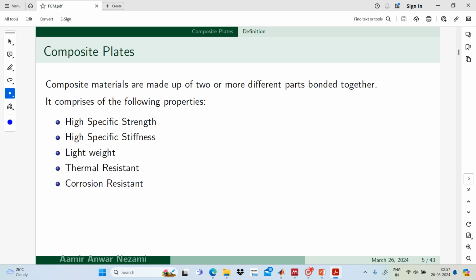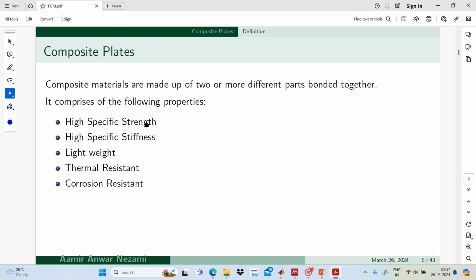So basically what we say is that the composite plates are made up of two or more different parts bonded together. So the definition of composite implies that it is a material or thing made up of two or more different parts. So in the laminated composite plates, each lamina is made up of fibers and the matrix. And we can say that the functionally graded plates are made from one end metallic and the other end ceramic. So basically, two or more different parts bonded together. So that's the composite material.